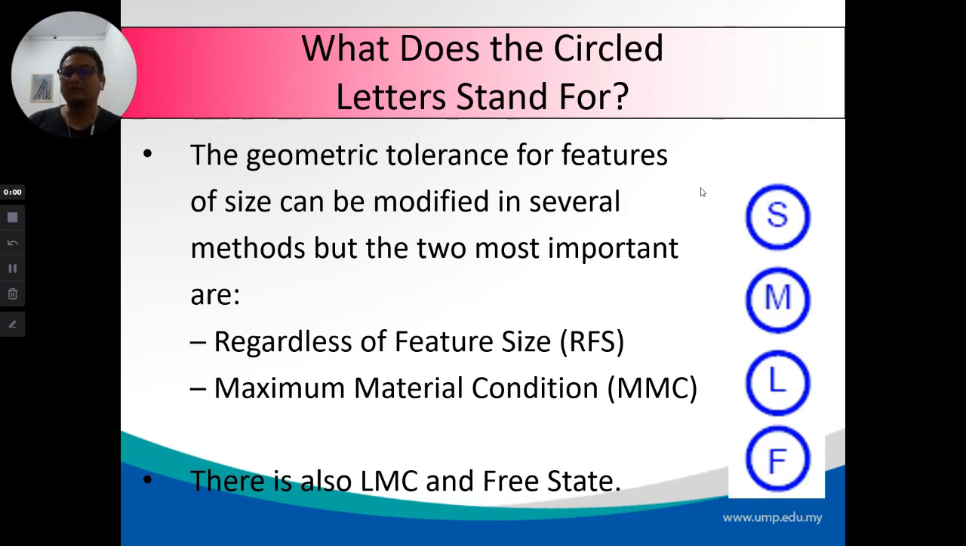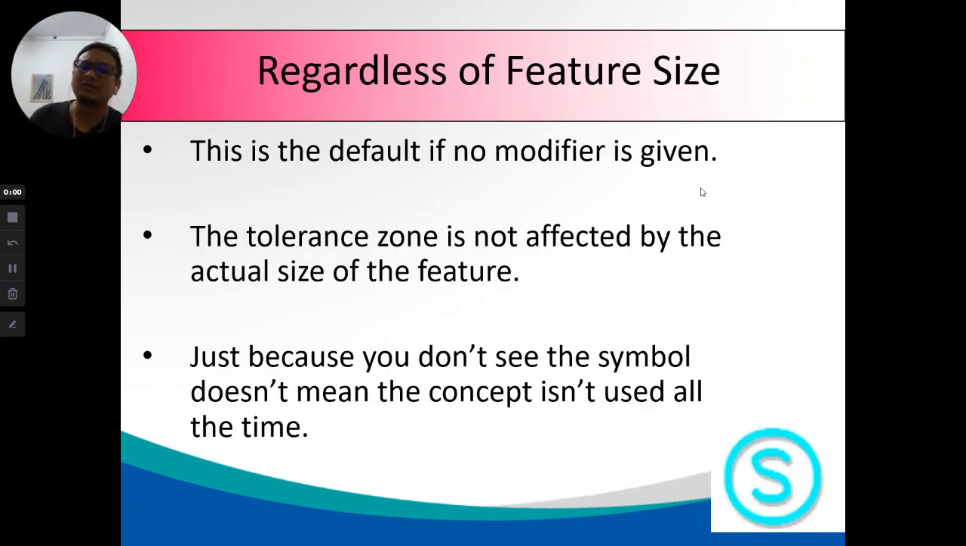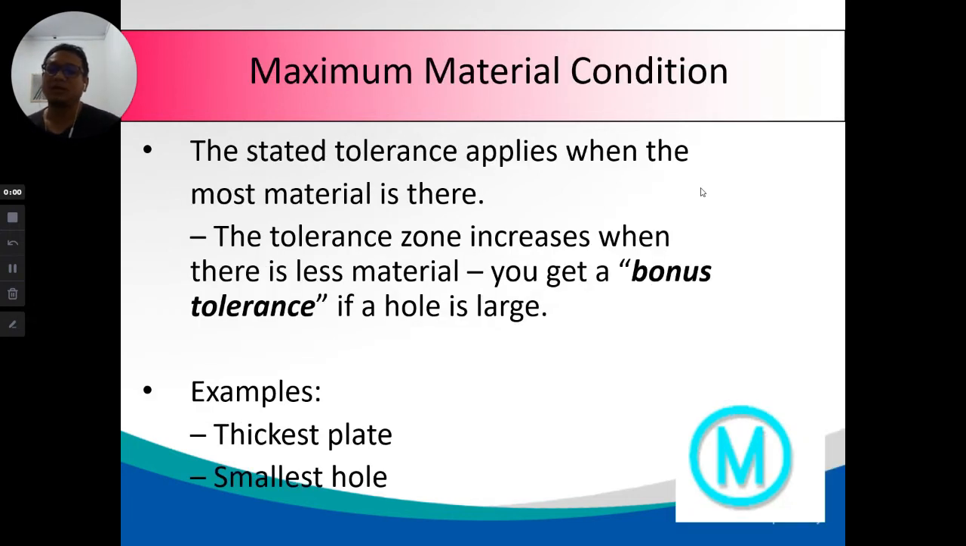So regardless of feature size is represented by S. The maximum material condition is represented by M, then LMC, and also free state. Regardless of feature size is the default if no modifier is given. The tolerance zone is not affected by the actual size, right? So we're talking about tolerance right now. Just because you don't see the symbol does not mean the concept is not used, right?